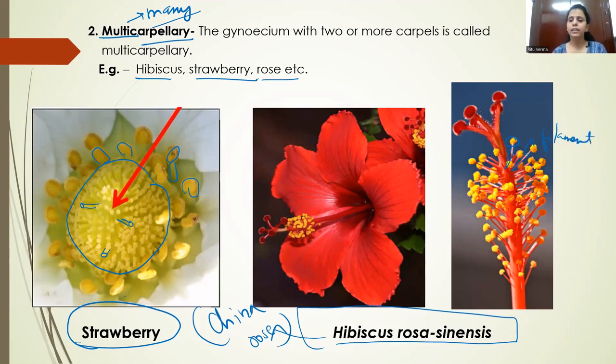So this long and thin stalk is actually the filament, and the yellow colored portion is the anther. On the top you can make out 1, 2, 3, and on the backside 4 and 5. So there are a total of 5 pistils or carpels present in the flower of hibiscus. Hibiscus is also an example of a multicarpellary flower or multicarpellary gynoecium.